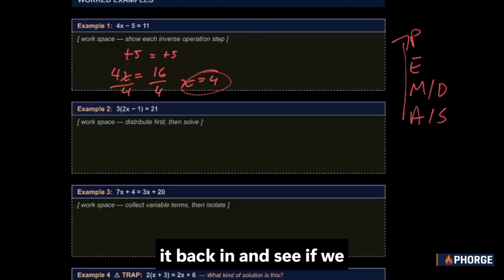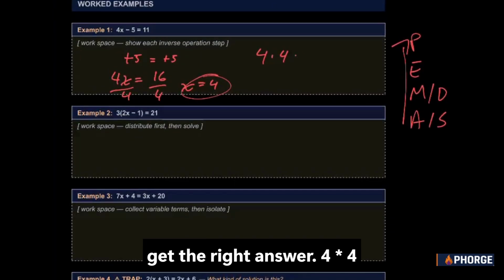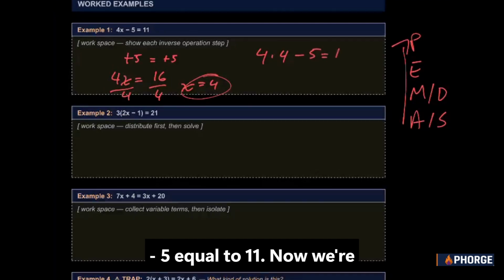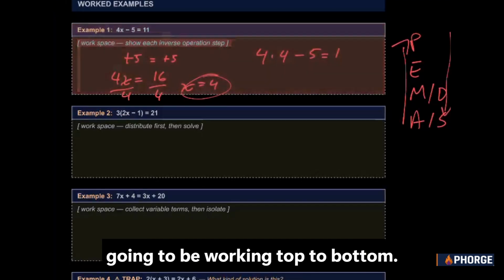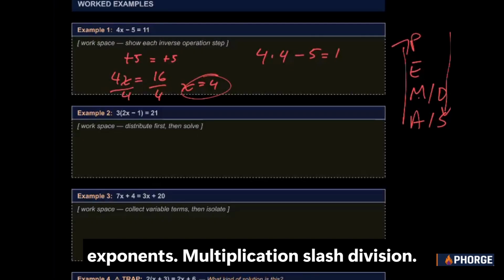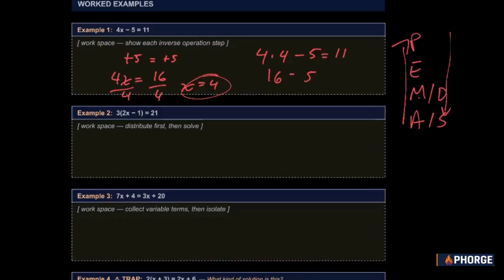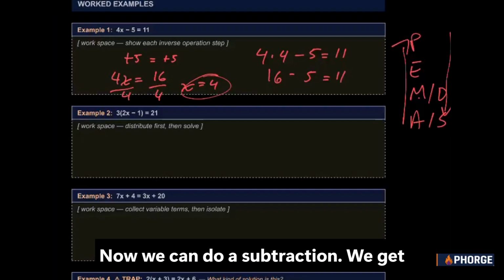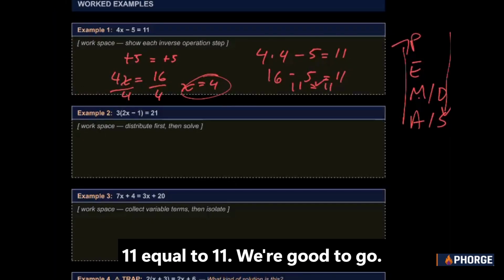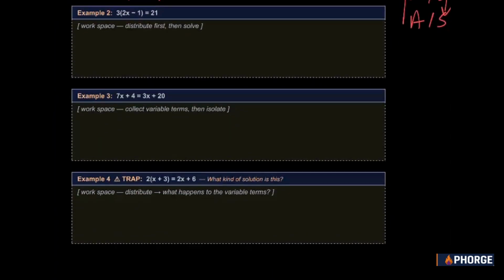Let's plug it back in and see if we get the right answer. 4 times 4 minus 5 equal to 11. Now we're going to be working from top to bottom. No parentheses, no equations or exponents. Multiplication slash division. 4 times 4 is equal to 16 minus 5. Now we can do a subtraction. We get 11 equal to 11. Good to go.